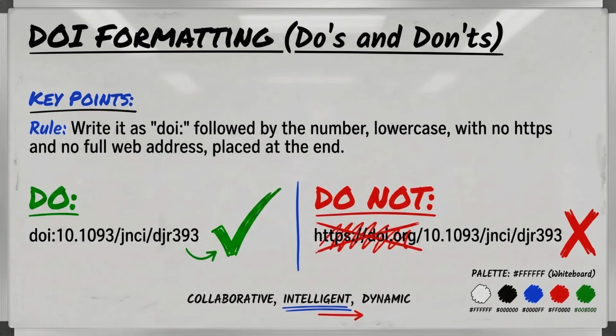So let's dive into the specifics of DOI formatting, which is crucial for accurate citations. Getting your DOIs right ensures that your readers can easily find your sources. There are clear do's and don'ts when it comes to representing these unique identifiers.